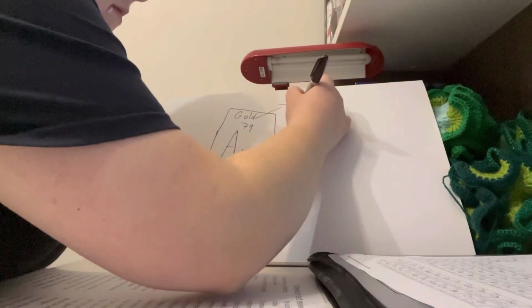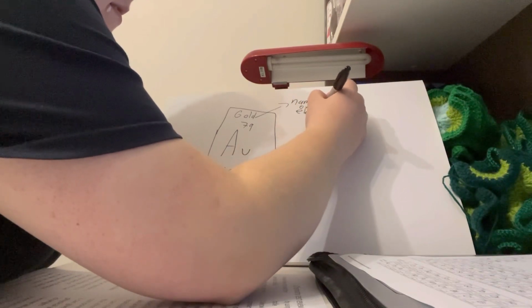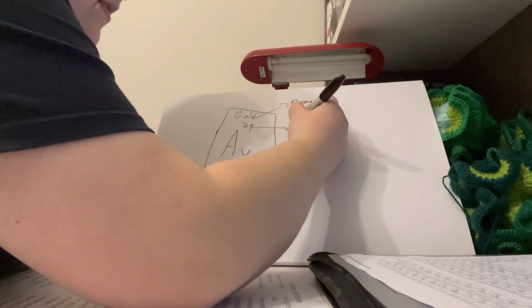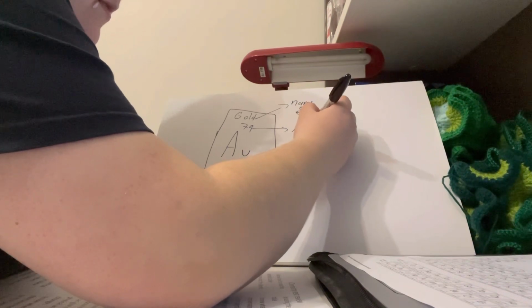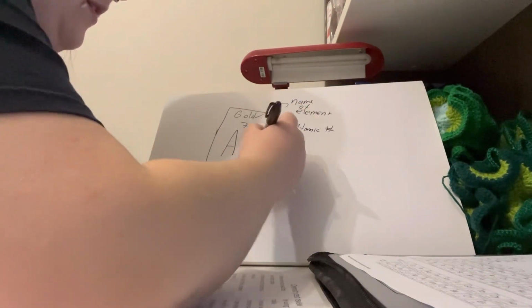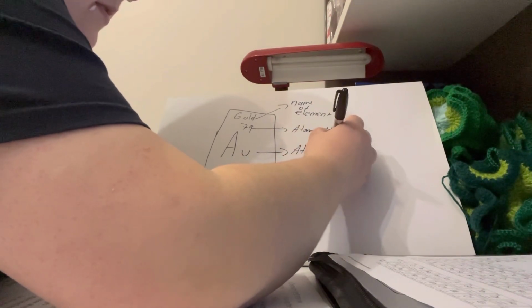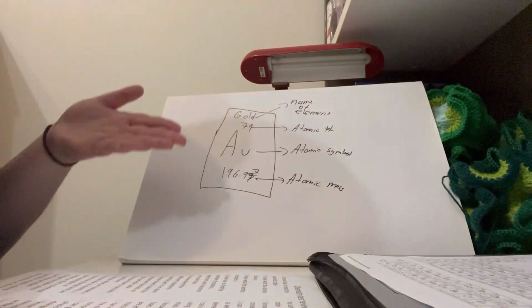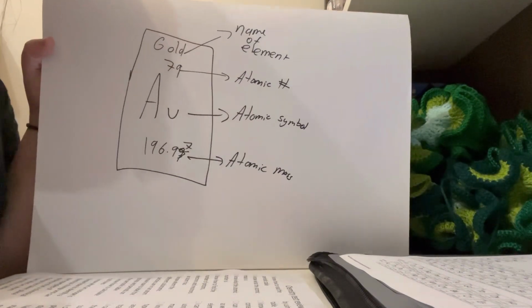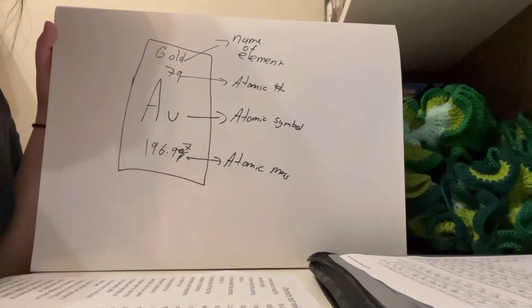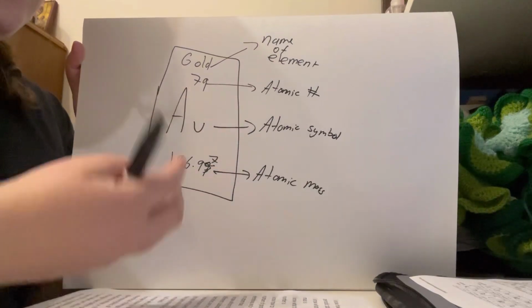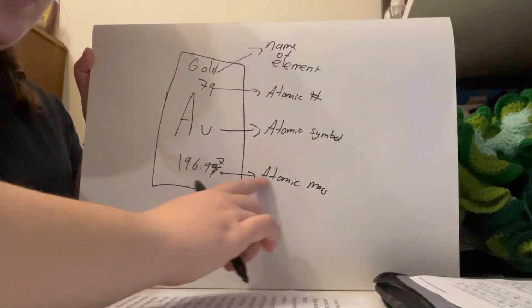So here, the name of the element is here, this is the atomic number, this is the atomic symbol, and this is the atomic mass. Right? You need to be able to identify all of these things. So we have all of these things for gold: the element, atomic number, atomic symbol, and atomic mass.